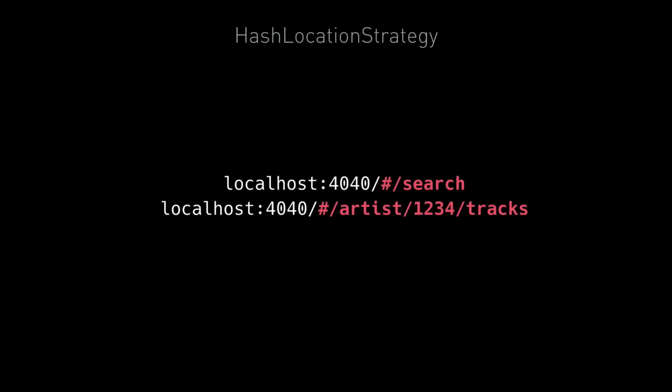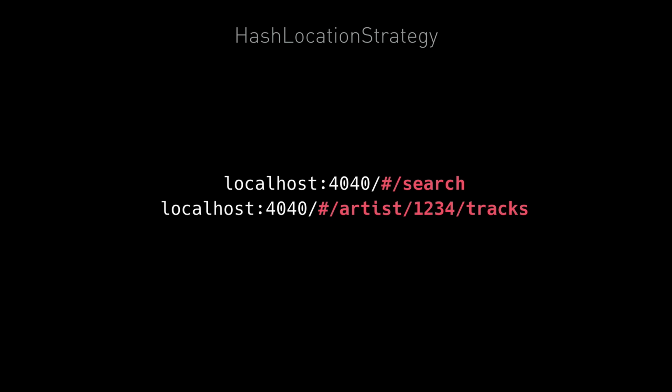So taking a look at the application we've built so far, the iTunes application, if running locally, the URLs might look something like this: localhost/hash search, and the same with the artist URL. But according to the server, it only ever sees one URL. It just sees localhost:4040. The other hash fragment stuff is just ignored. The server never even knows about it.